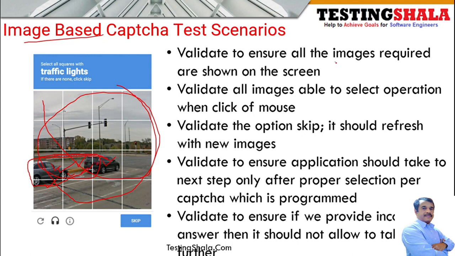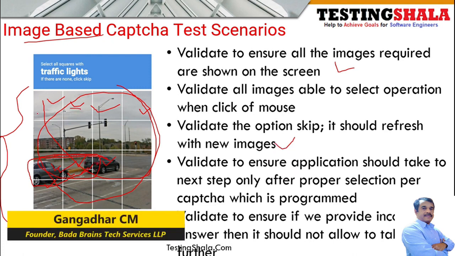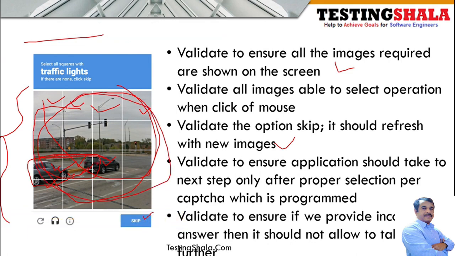It is the same: all images should display here, and whenever we select any image using the mouse, the appropriate image should be selected. If I do a skip, then the next or new images should come here. Unless I solve this puzzle, you should not take me to the next page. That is the whole purpose of this image based Captcha. These are the various Captcha scenarios we have, and these are some of the test scenarios which we can write for this Captcha functionality.